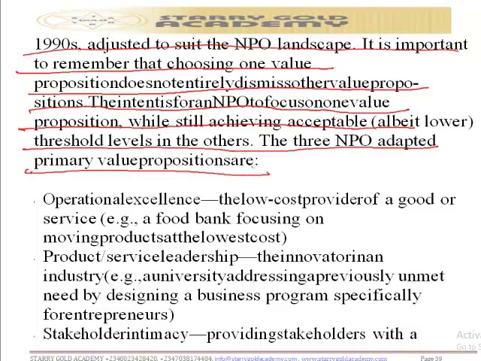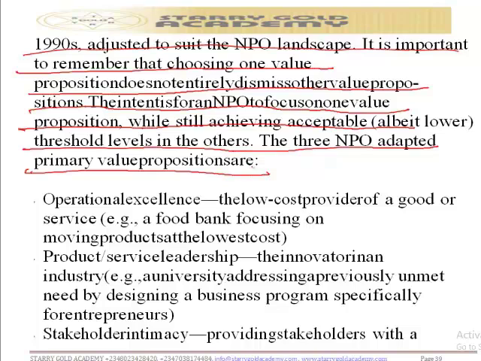So the three NPO adapted primary value propositions are, so like we said that there are so many value propositions, there will be so many things that an organization will be looking forward to achieve. And like I said earlier, it is important for NPOs to understand the role in which they want to play. They should understand the segment in which they want to play. They should understand the sector in which they want to make impact. So like I said, there are various value propositions that an organization can play in. So we just want to see basically some of them.